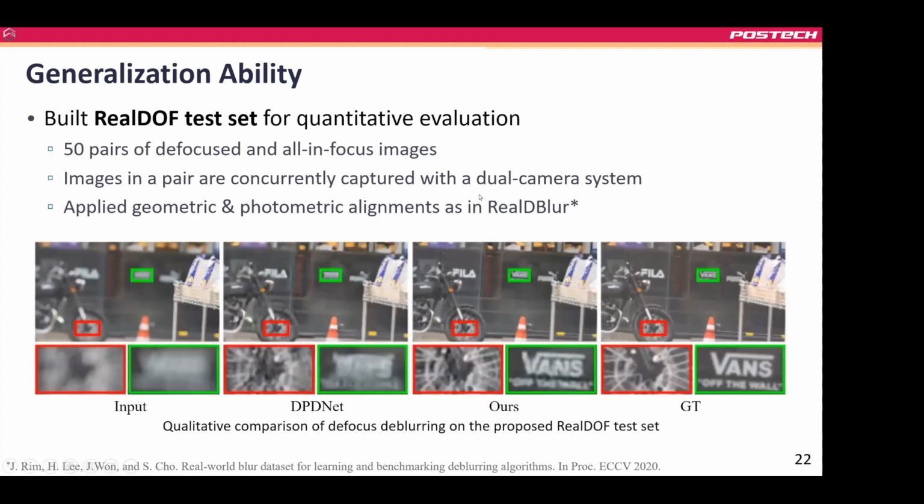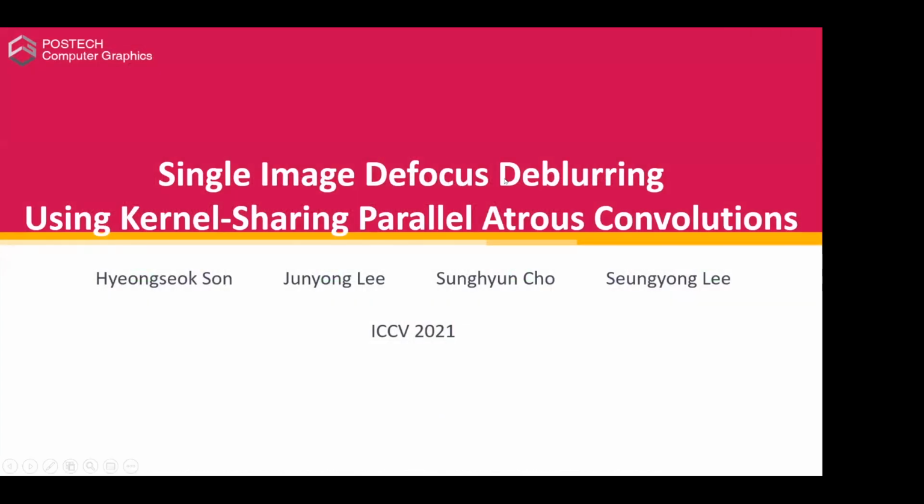And this shows a qualitative comparison again. This is the input, and this is the result of previous work, and ours is much better than the previous one. That was the first paper. In summary, we proposed a network architecture, a training scheme, and also built a real dataset for testing.